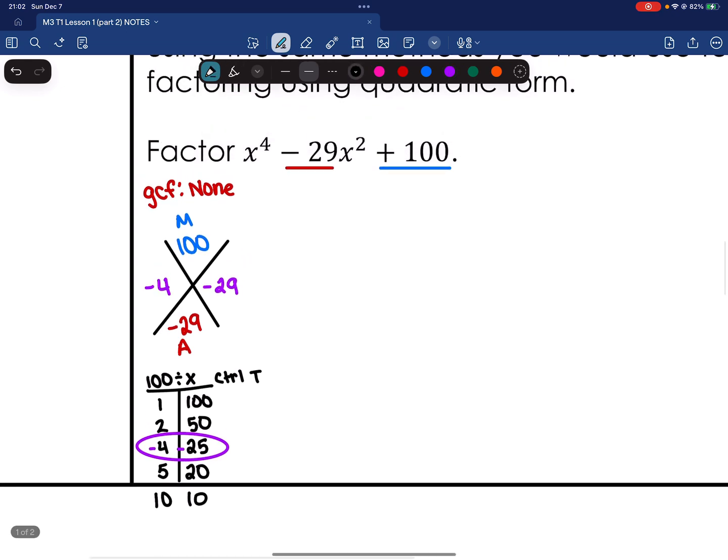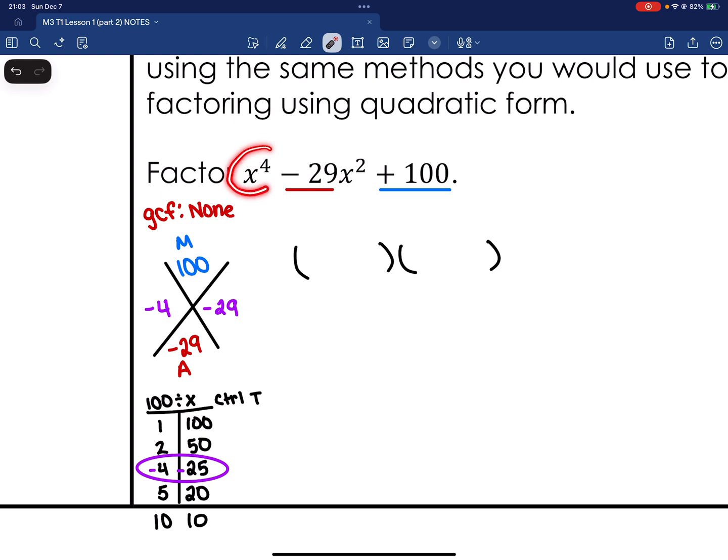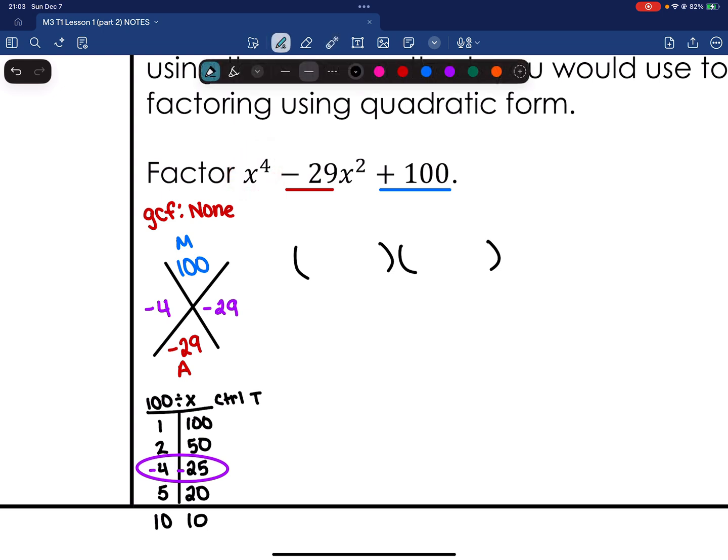Now, when we go to factor this, okay, we have our 2 sets of parentheses. Now we need to think about what can we multiply to get x to the 4th? Well, that's going to be an x squared times an x squared. So then from here, we have minus, oh, and I just realized that should have been a 25. So we have minus 4 and minus 25.